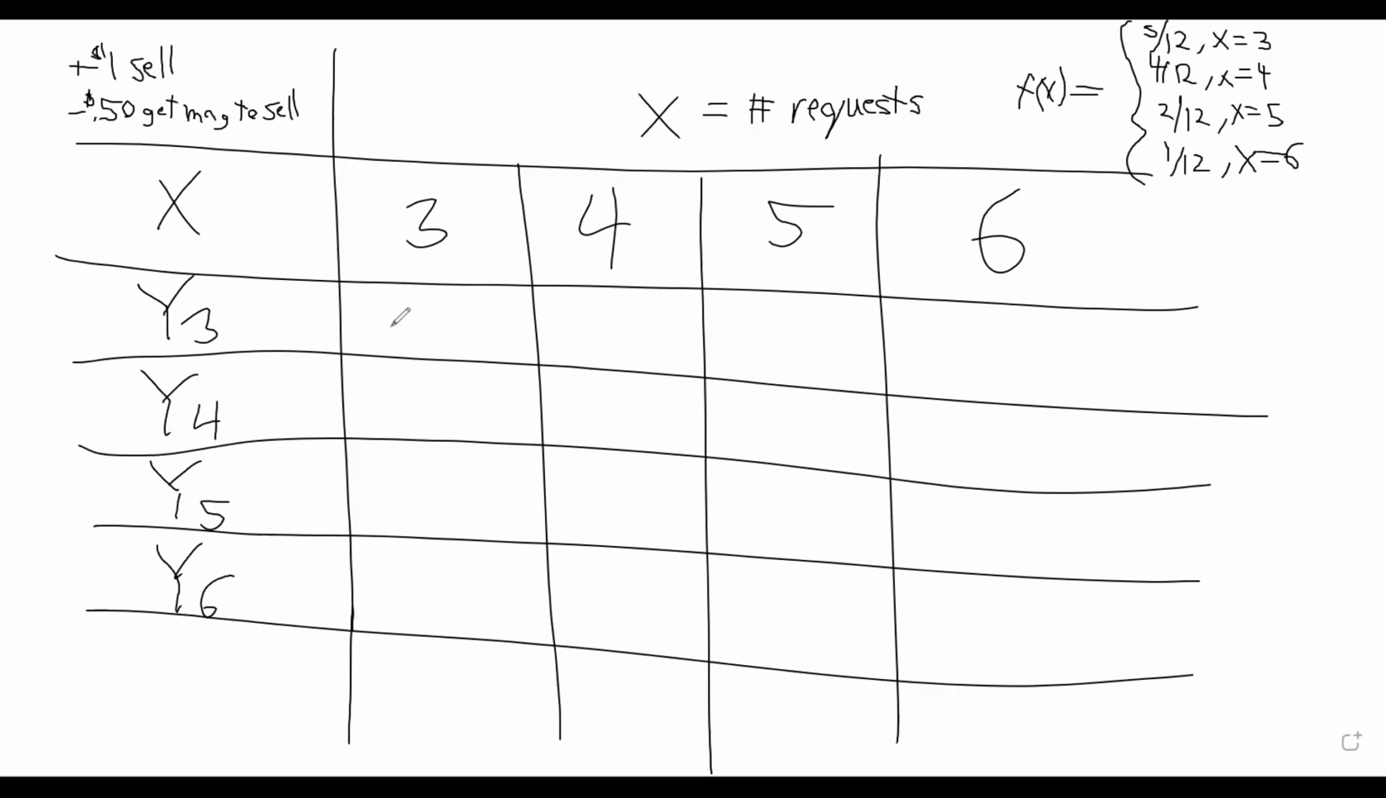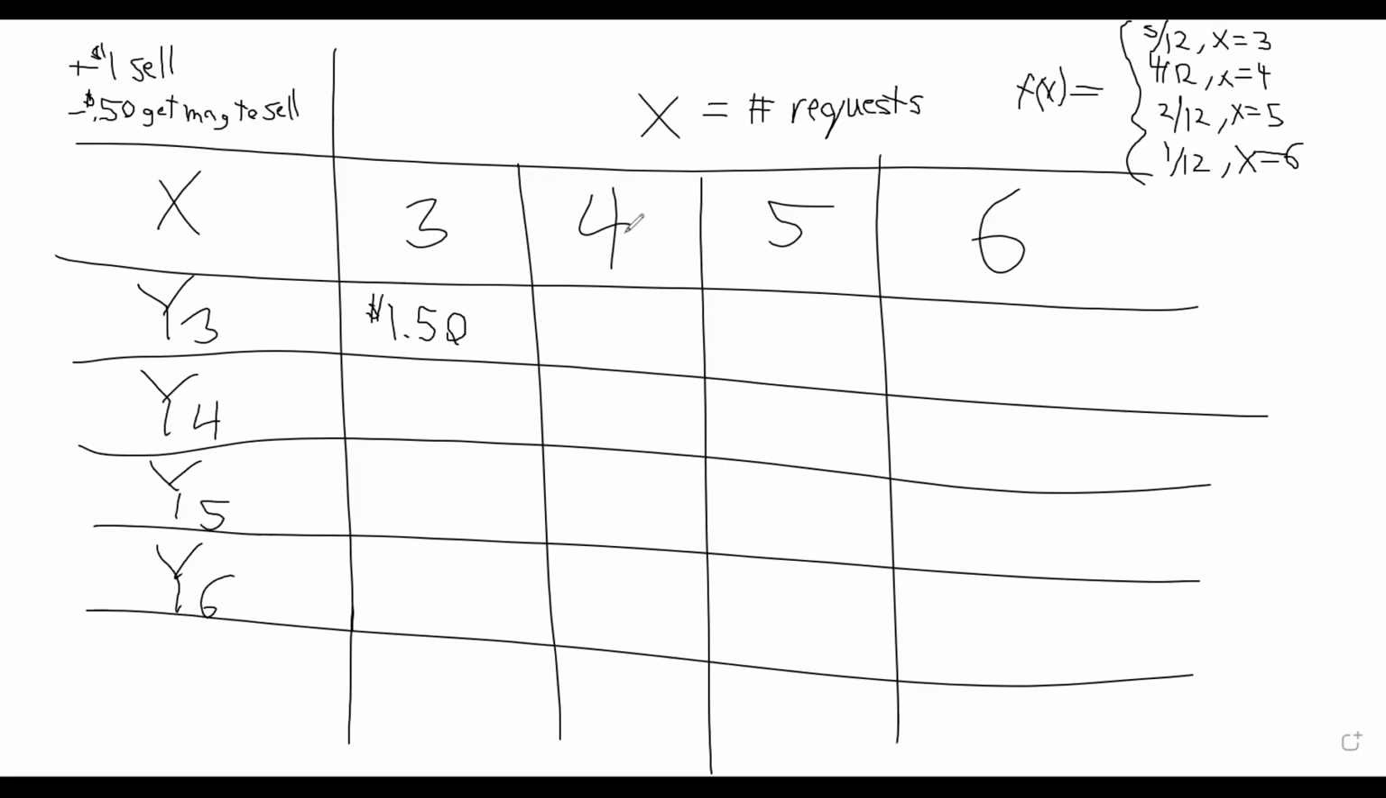So this is $1.50. If he bought 3 magazines in advance, he paid $1.50 for those 3 magazines, but he sells 3 of them because he has 3 requests, so he makes $3. If he loses $1.50 and makes $3, the net gain is a plus $1.50. This is still assuming that he bought 3 magazines in advance, the values of Y sub 3.